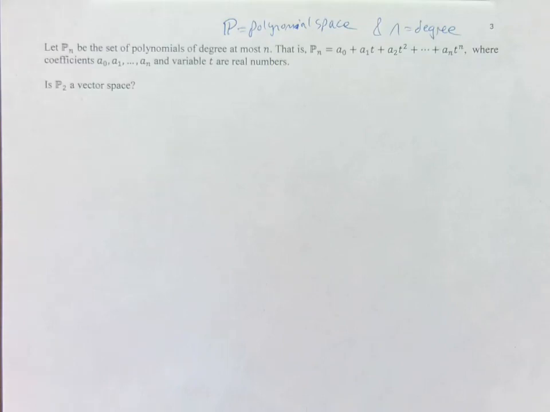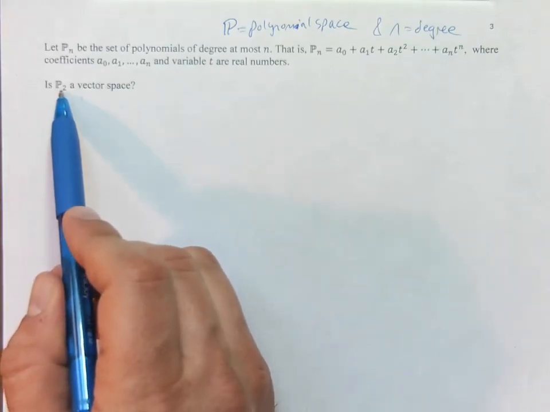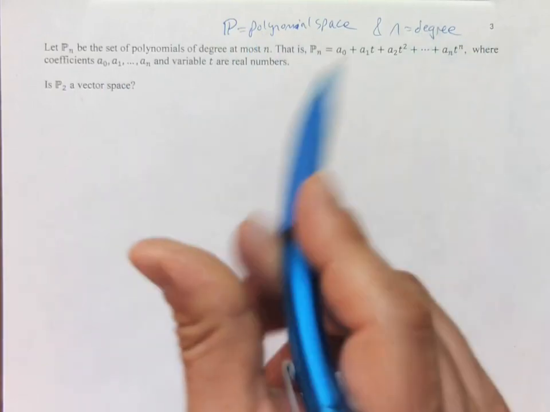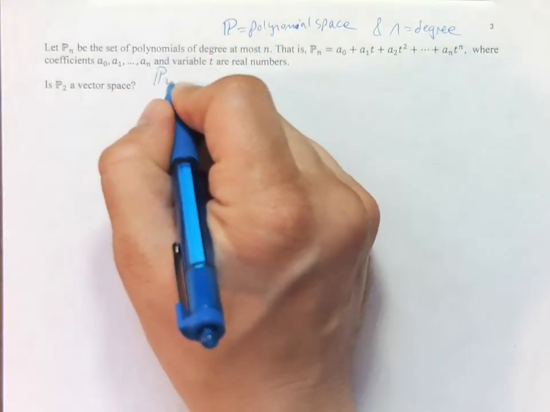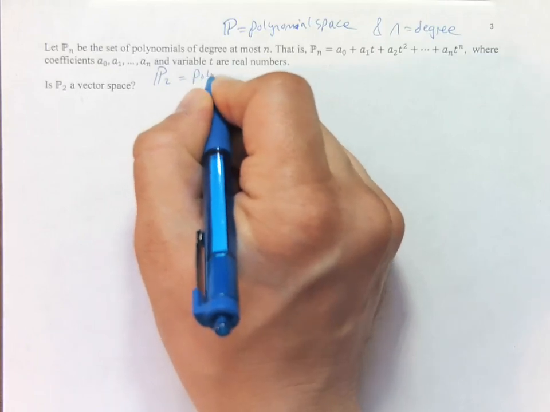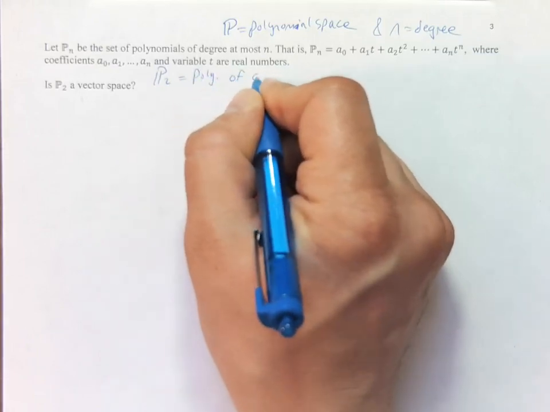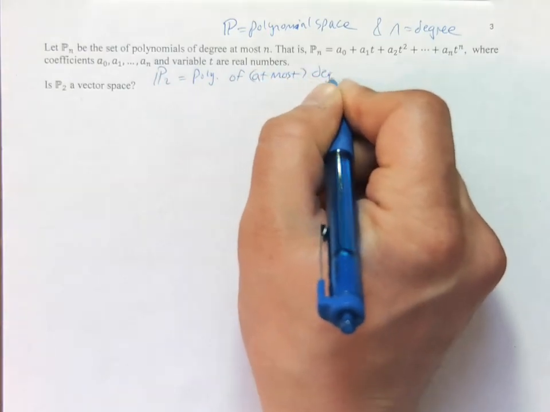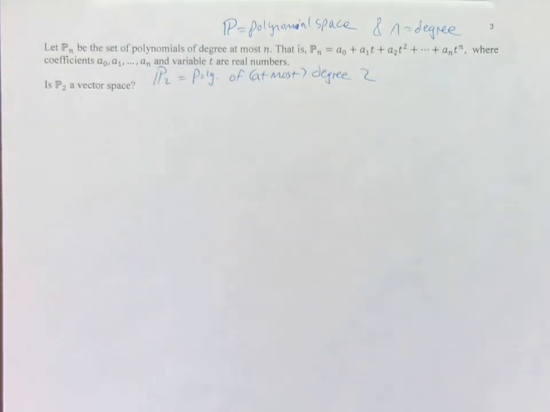In this specific example, we'll think about: is P2 a vector space? P2 would be polynomials of at most degree 2. If we want to show this is a vector space, spoiler alert, it is, then we would want to go through the 10 axioms once again and show that they all hold.